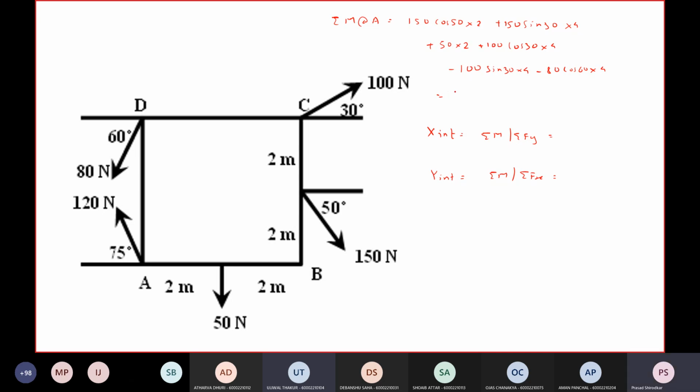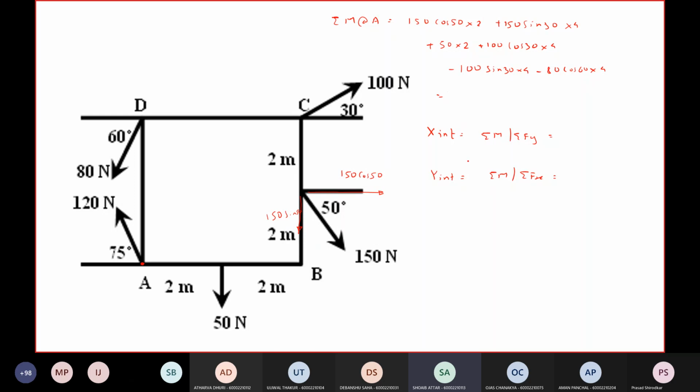Sir, in this 150 cos 50 is passing through A, right? So why are we considering the 150 cos 50 component? See, this is 150 cos 50. This is 150 sin 50. Okay, so I am taking moment about A, na? Yes sir. So this will have moment about A. Yes, okay, yes I understood.